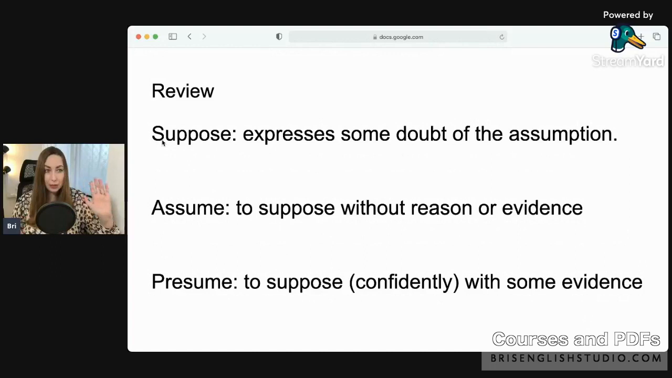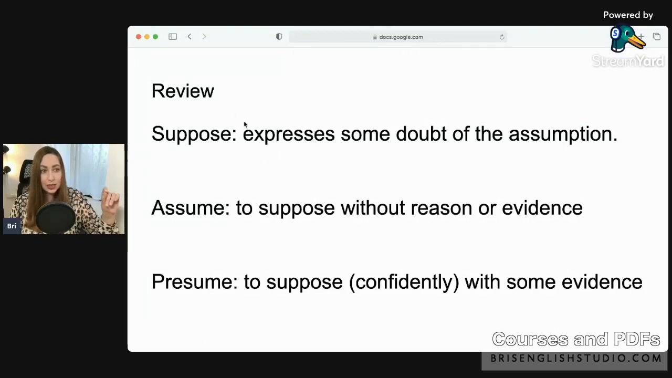Suppose. This expresses some doubt of the assumption. So you have an assumption, but you also have some doubt. Going down, we have assume. This is to suppose, to think something without reason or evidence. Okay, you don't have any reason or evidence to believe something, but you believe it. So this has less doubt than presume, okay? Or less doubt than suppose.